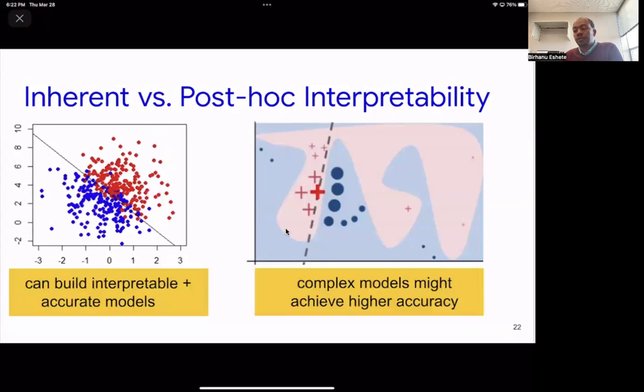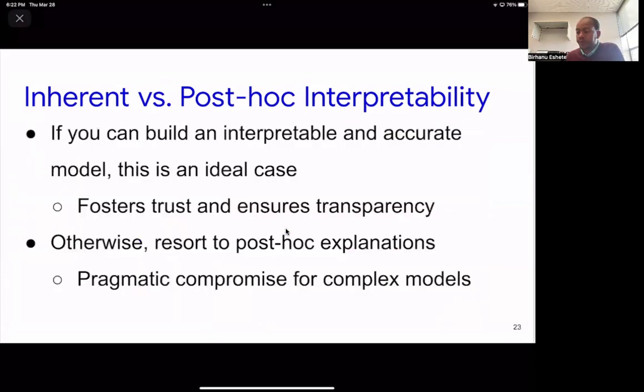When your goal is to build an inherently interpretable model, you can rely on simple models like the one you see on the left here. So you can build interpretable and accurate models. But on the right, what you see is a very complex landscape of decision boundary, where the complex model might achieve higher accuracy, but it may not be super interpretable.